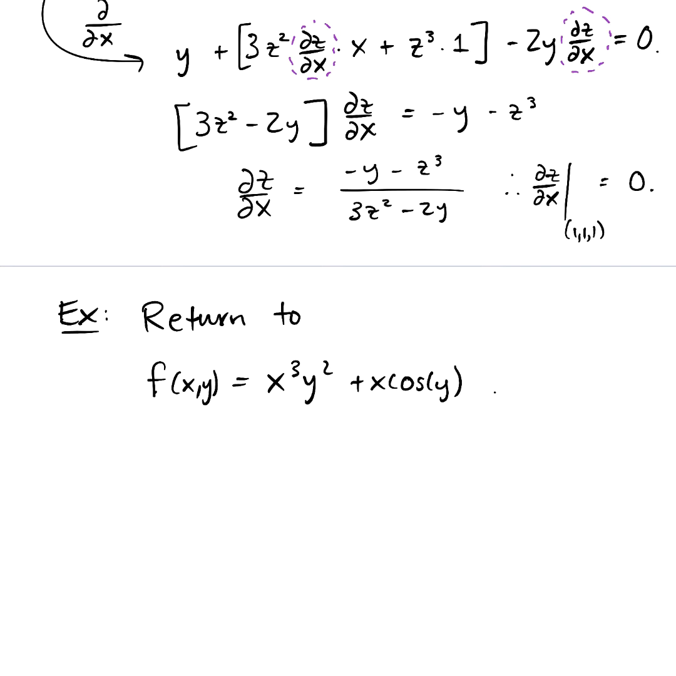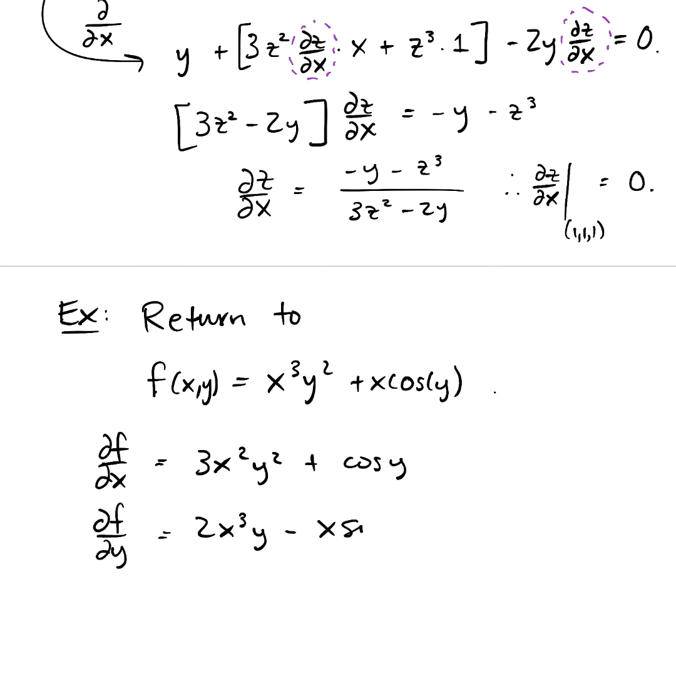Okay, and differentiating with respect to x is straightforward. So if you want df dx, we're starting to get good at this now. So what, 3x squared y squared plus cos y. And if you want df dy, then y is the variable and x is constant. So 2x cubed y, take away x sine y. Okay, great. So we take those first partials.